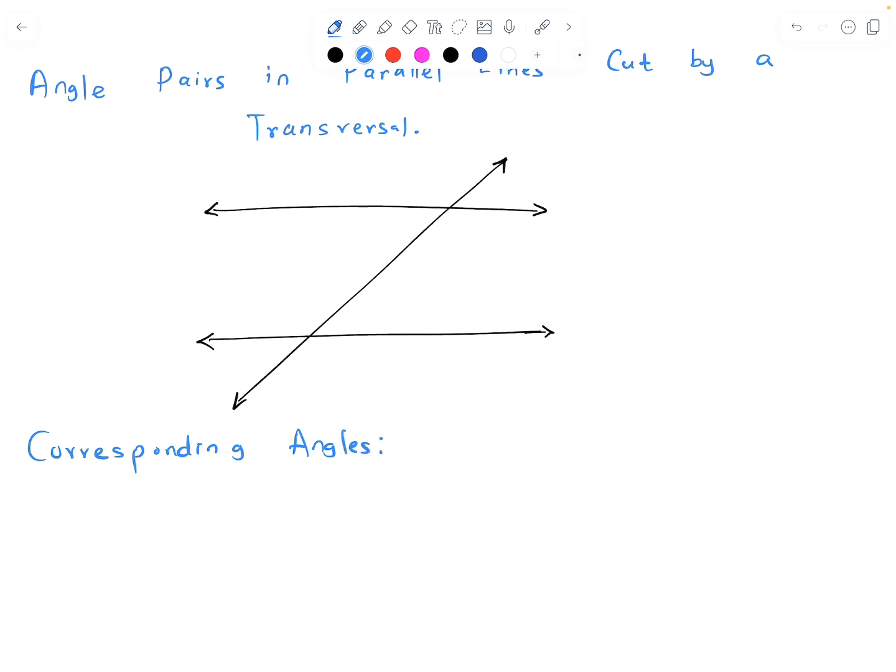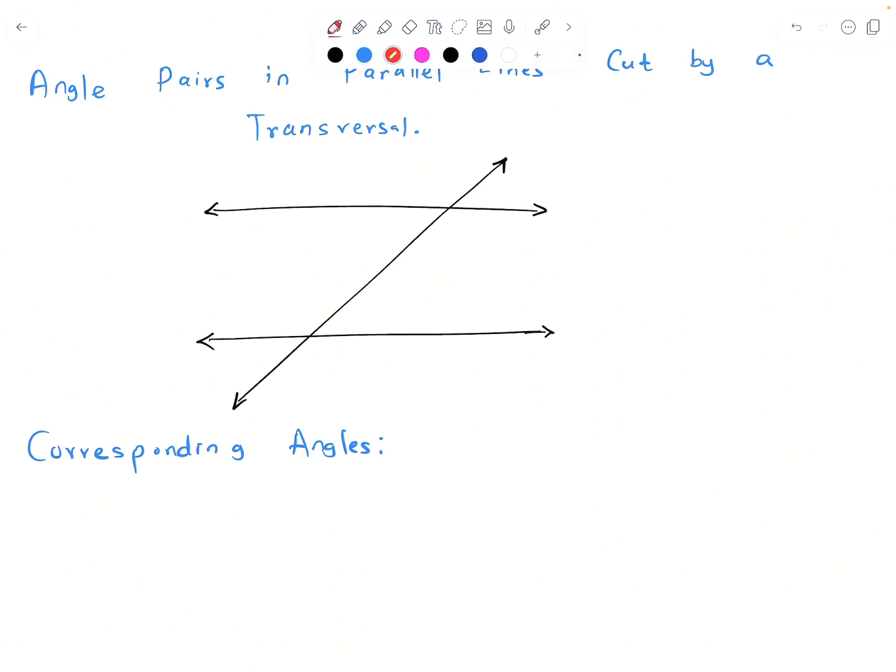Looking at that diagram, and at the word corresponding, you will probably have an idea that the angles lie on the same side of the transversal and on the same side of the parallel line. So in summary, these angles are on the same corners and they are congruent, in the sense that they have the same measurement.